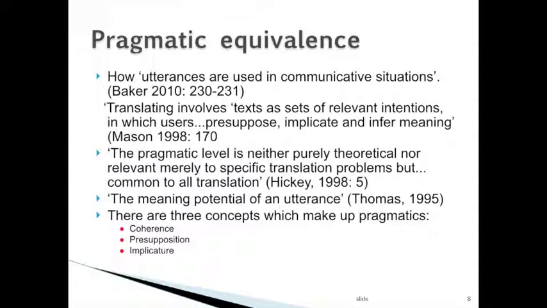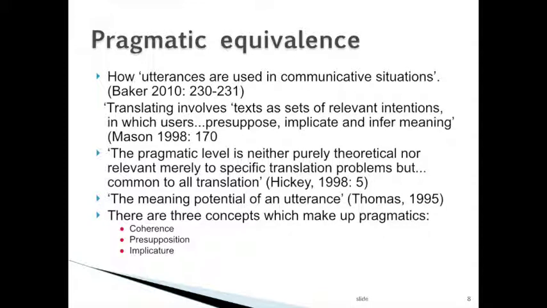Pragmatic equivalence is a way of identifying how utterances are used in communicative situations, according to Baker. Mason defines it as: translating involves texts as sets of relevant intentions in which users presuppose, implicate, and infer meaning. And Hickey defines it as: the pragmatic level is neither purely theoretical nor relevant merely to specific translation problems, but common across all translation.